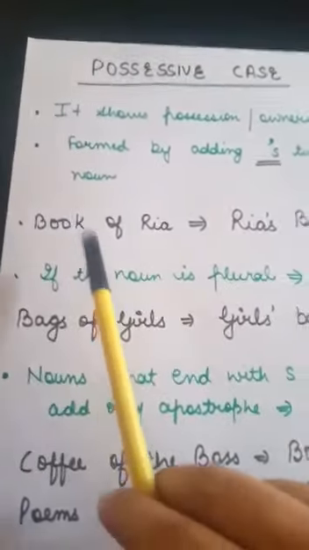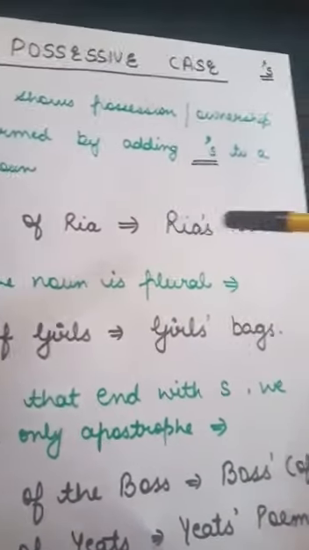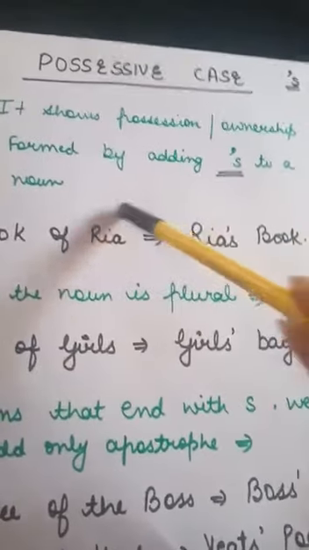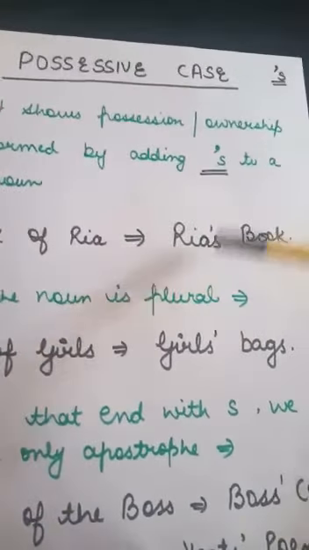Like for example, book of Riya. So this book of Riya means that this book is of Riya only. How can you form its possessive case? Riya's book. You can add this apostrophe s to the noun, subject, Riya's book.